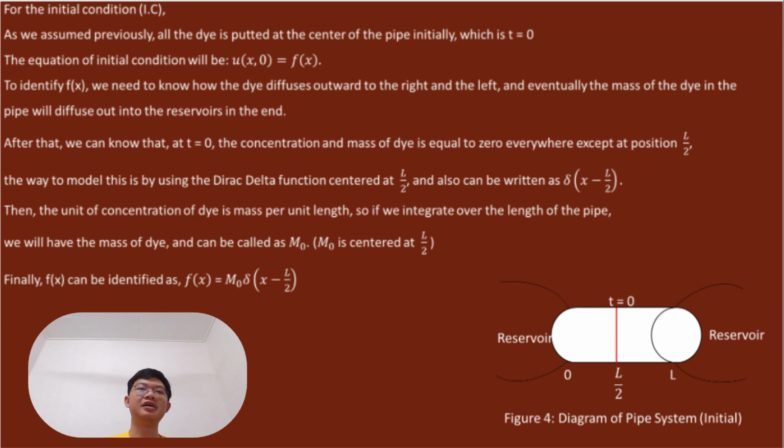Then the unit of concentration of dye is mass per unit length. So if we integrate over the length of the pipe, we will have the mass of the dye, which we call m0. Note that m0 is centered at L over 2. Finally, f(x) can be identified as f(x) equals m0 times delta(x minus L over 2).